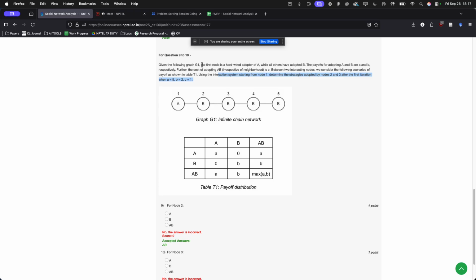Given the following graph G1, the first node is a hardwired adopter of A while the other nodes have adopted B. The payoffs for adopting A and B are a and b respectively. The cost of adopting A, B irrespective of neighborhood is c. Between two interacting nodes, consider the following scenarios in payoff table 1. When a is 5, b is 2, c is 1.